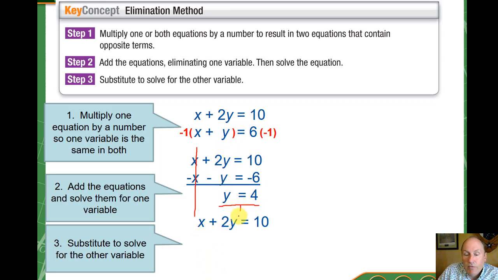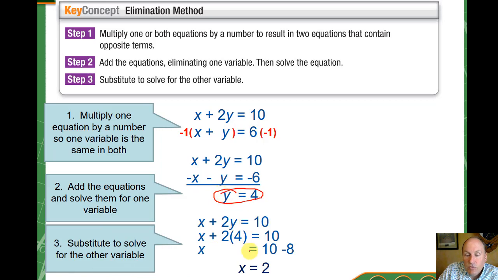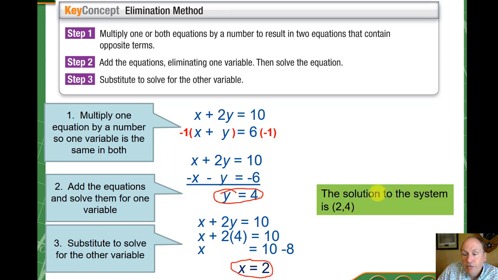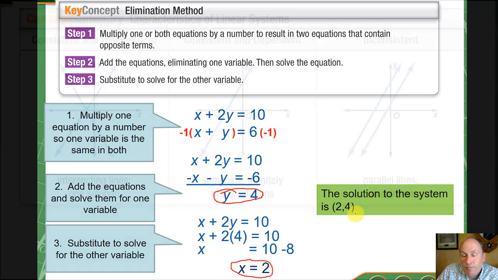We now know that y equals 4, so we're going to substitute in a 4 for y. We get x plus 2 times 4 equals 10. We're going to subtract that 8 from both sides, and that's going to give us x equals 10 minus 8, or x equals 2. So I got the x and y coordinates for the solution to my system of equations. The solution is (2, 4).